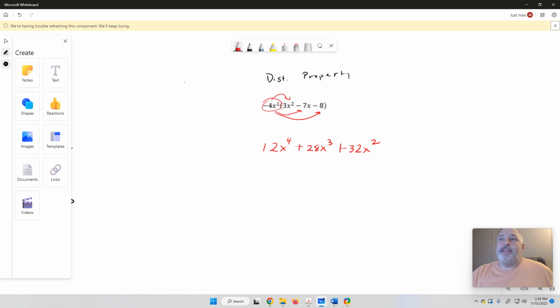Remember, when you multiply these, you're adding the exponents for the variables. So that's why we get a 4 here, because 2 plus 2 is 4. We get a 3 here because 2 plus 1 is 3. And then because this one doesn't have it, we just carry that exponent over.